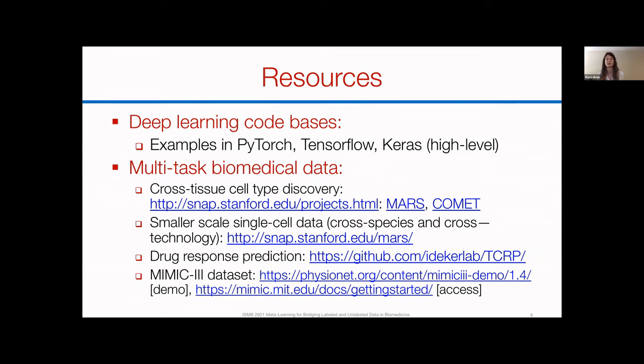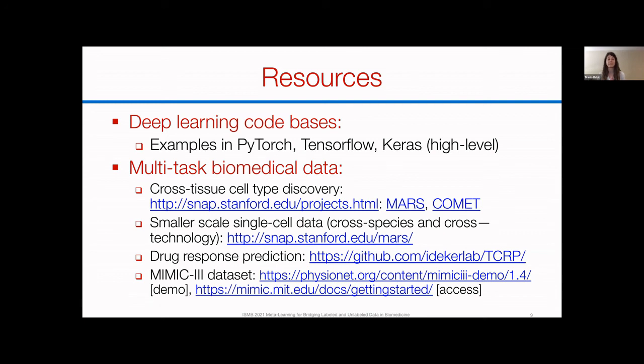Where to get the data to start with? Some data resources which we covered in this tutorial are listed here on the slide. For example, at our SNAP Stanford website, you can find mouse cell atlas data for a cross-tissue cell type discovery task, and we also use this data for the demo example. We also put together a smaller single cell benchmark dataset for cross-species and cross-technology transfer. They are available at the SNAP Stanford website. And data for the drug response prediction task covered in the first part of the tutorial is available at the project GitHub page, also shown on the slides.